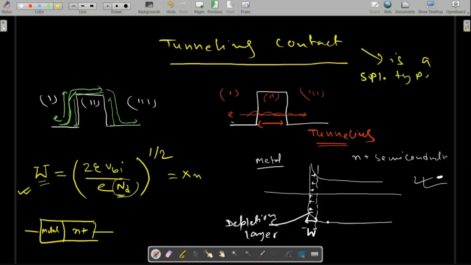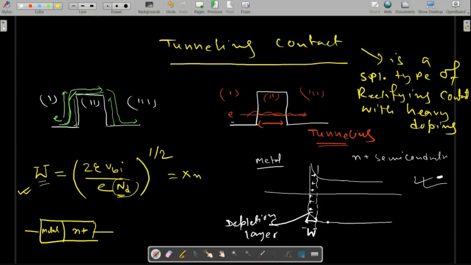special type of rectifying contact with heavy doping. So what we are doing, for the n-type semiconductor we are using N++ doping, very high doping. As a result, the width of the depletion layer became very small, and you know, for a rectifying contact there should be a barrier. And yes, it is there. See, there is a barrier, q Vbi, q phi B0, the barrier is there.